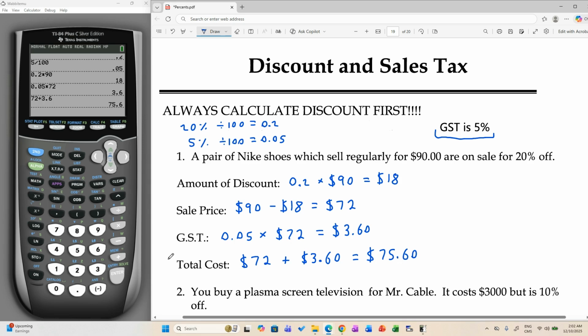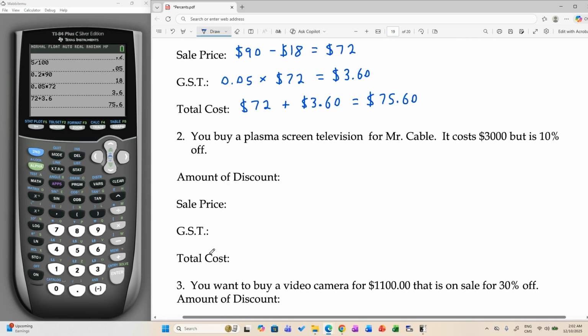Now let's move on to question 2. It says you buy a plasma screen TV for Mr. Cable. It costs $3,000 but is 10% off. So first let's find the amount discounted.